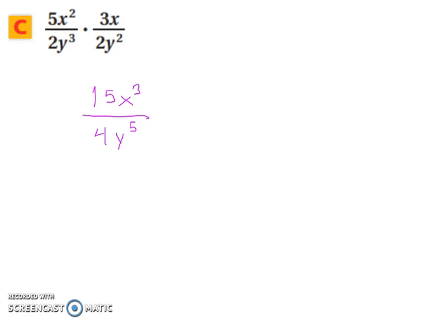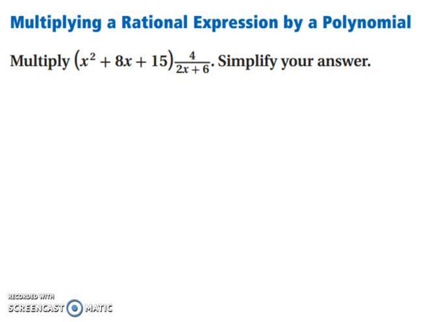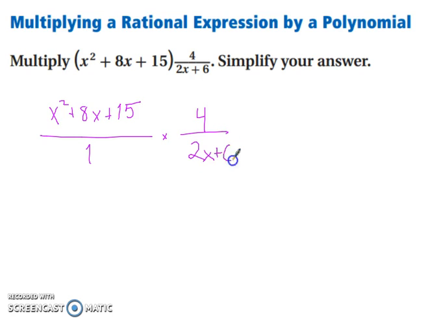And there you have it. So let's step it up a notch. Now we're going to try multiplying a rational expression by a polynomial. If you were to take any whole number and try to make it a fraction, you would put it over 1. The same idea follows when you're dealing with a polynomial. So you're going to have x squared plus 8x plus 15, and that whole trinomial is going to sit over 1. And you're going to multiply that by 4 over 2x plus 6.